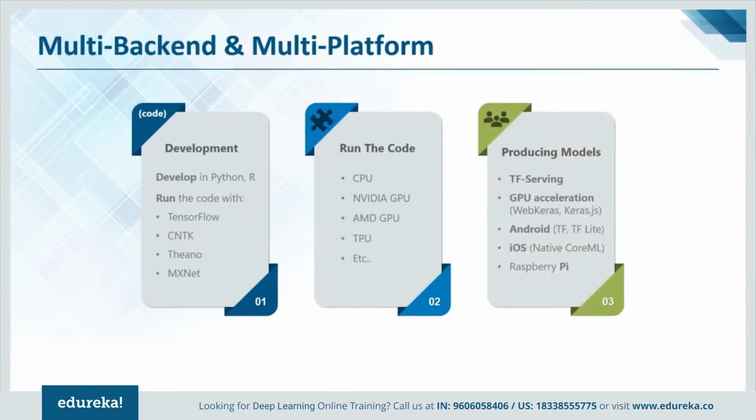So this ensures that producing models with Keras is really simple. Total support to run with TensorFlow Serving, GPU acceleration such as CUDA, when using modules such as WebKeras and Keras.js, native support to develop Android and iOS apps using TensorFlow and Core ML, and yes, full-blown support to work with Raspberry Pi as well. So guys, moving on, we need to check one quick concept which forms the backbone as a working principle of Keras.